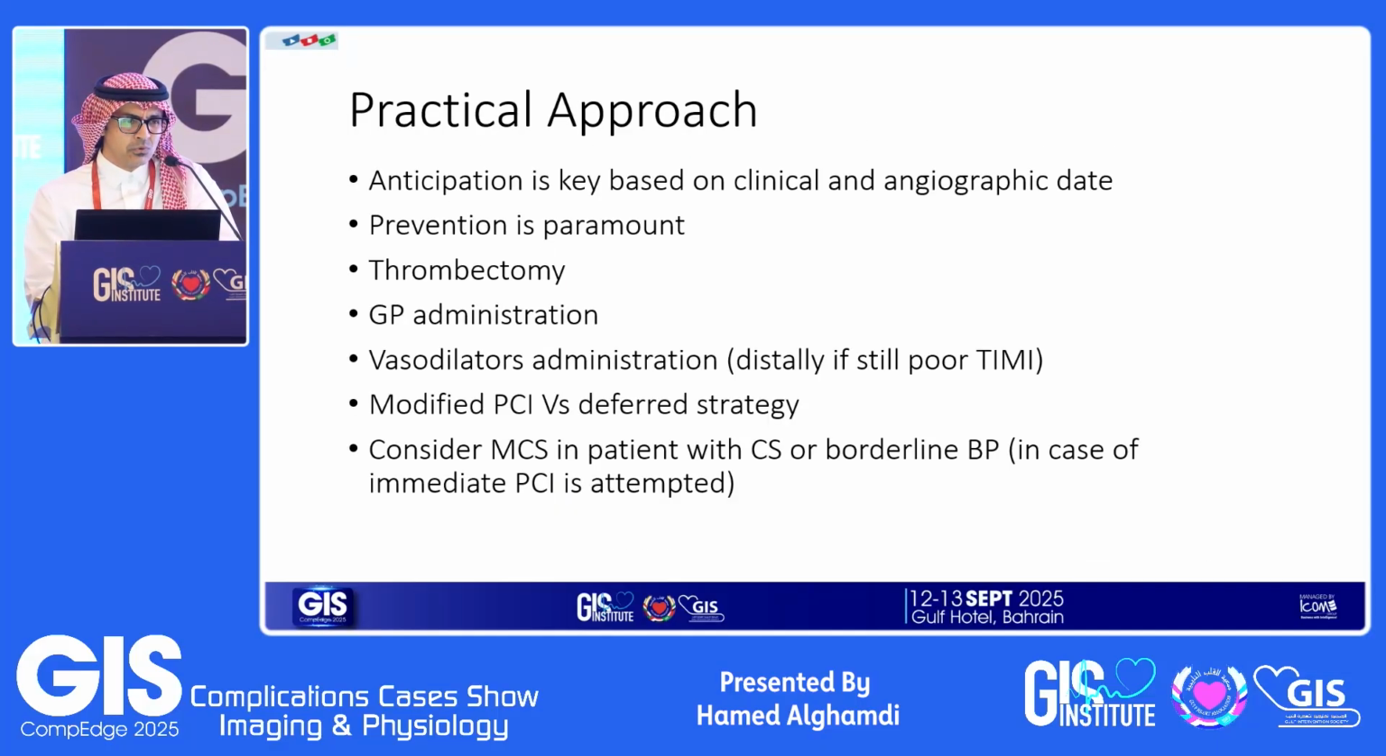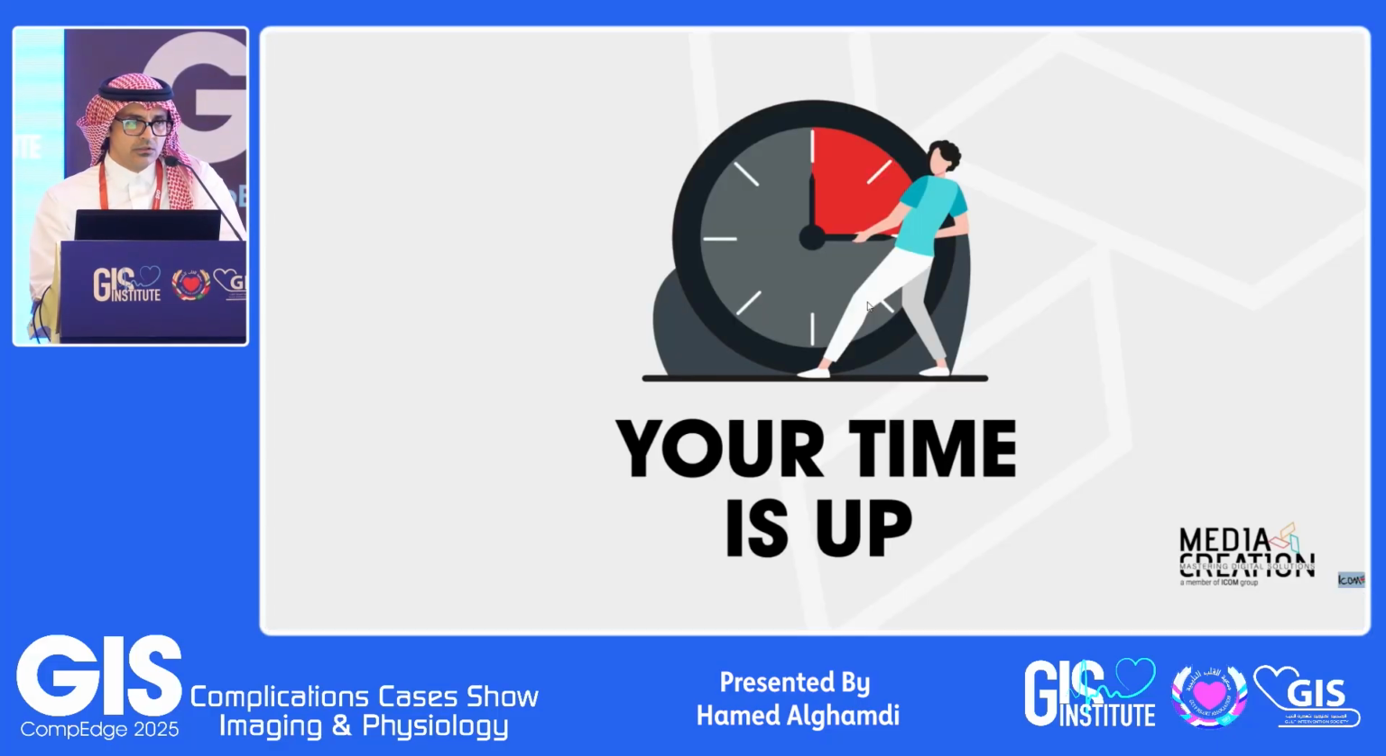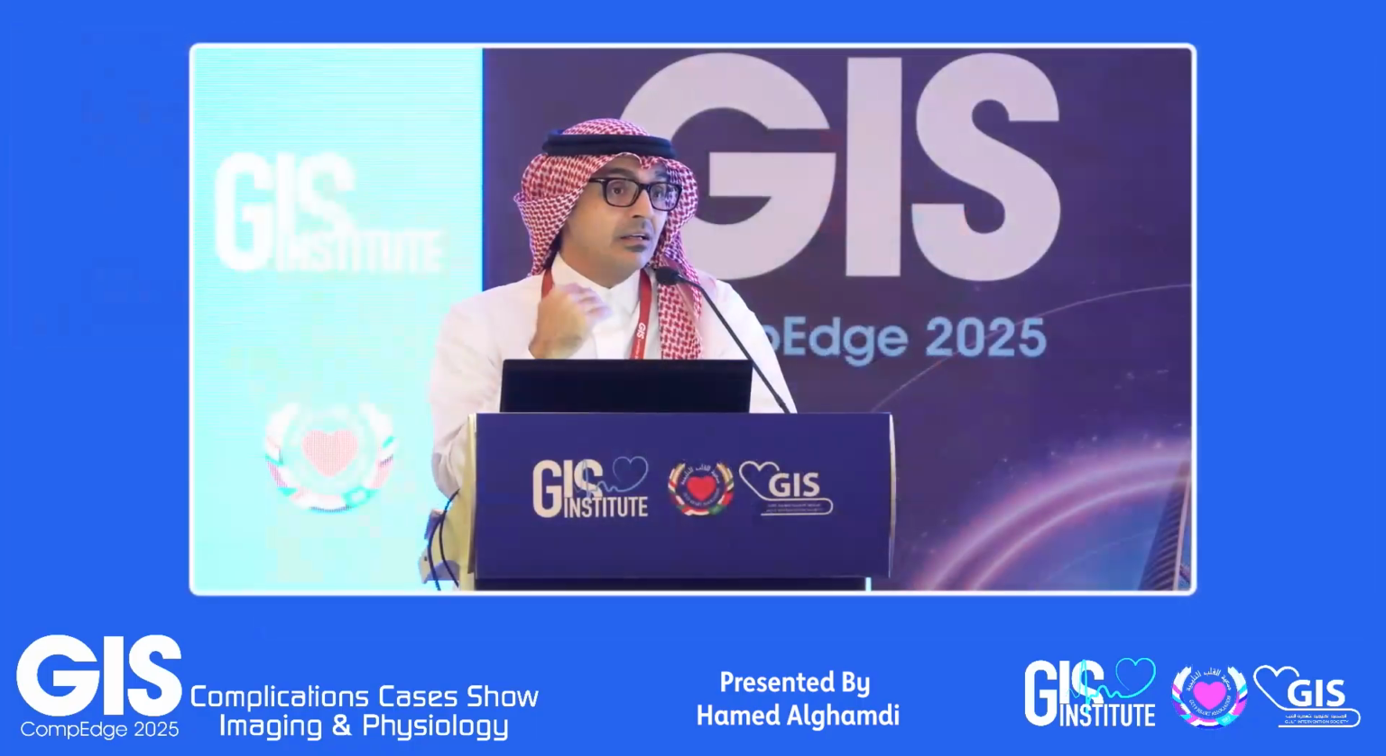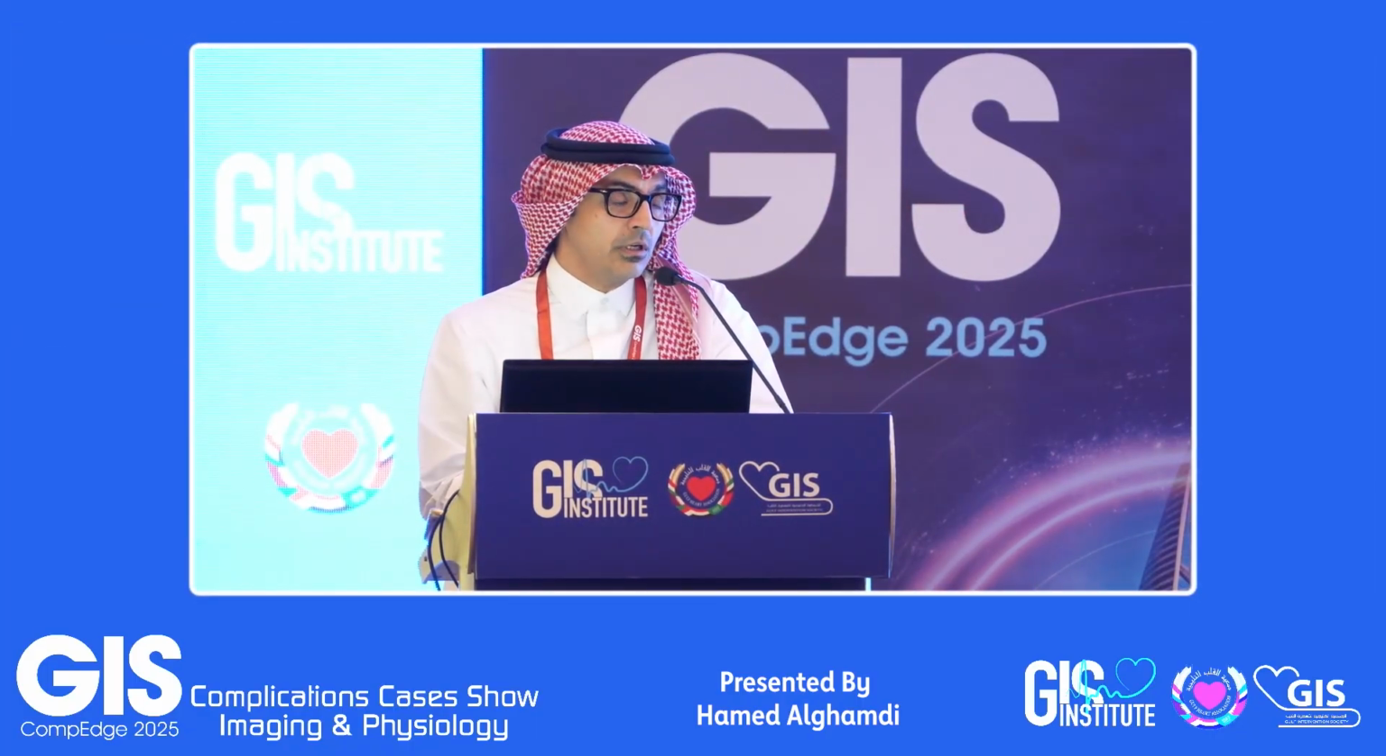So what would be the practical approach? Anticipation is key in these patients, to at least be prepared, based on clinical data and angiographic data as well. Prevention is paramount. If you can prevent the occurrence of no reflow, then that's probably the best way. Thrombectomy should be widely used in those patients with visible and large clot, along with glycoprotein use and vasodilators as well, and it should be administered distally if you think that upstream injection will not lead to a good result. Modified PCI versus a deferred strategy should be considered, and I should leave you with the notion that in those patients with soft hemodynamics early on, with a high likelihood of developing no reflow, we should consider hemodynamic support early on.